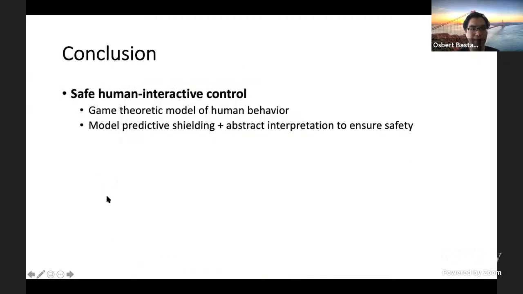Okay. Just to conclude, we've proposed a framework for ensuring safety in the context of human interactive control, where we start with a game theoretic model of human behavior, and then we leverage assumptions about human rationality in conjunction with a model predictive shielding algorithm to ensure safety of the overall system. Thank you all for listening to my talk, and I'm happy to take any remaining questions.